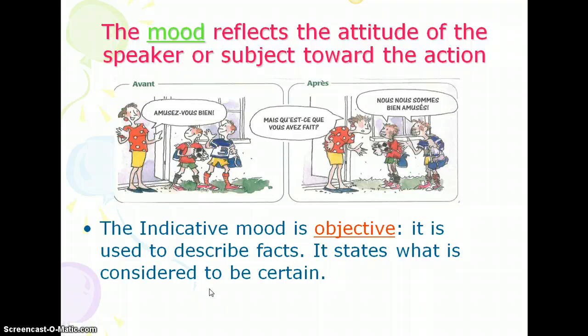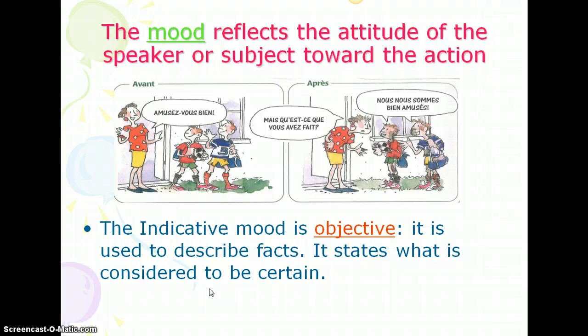Now, the mood of a verb will reflect the attitude of the speaker, so the person who is saying the thing, towards the action. What we've been doing up to now, you could call the indicative mood, or l'indicatif. When we talk about the indicative, what we know is that it's mostly objective. It talks about facts. It states what is considered to be certain. So, in other words, what has happened, or what is happening now, or what will happen.